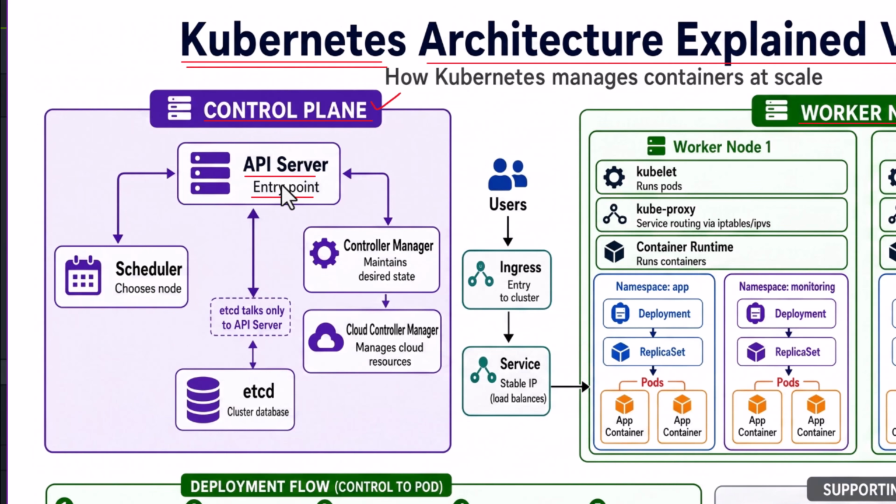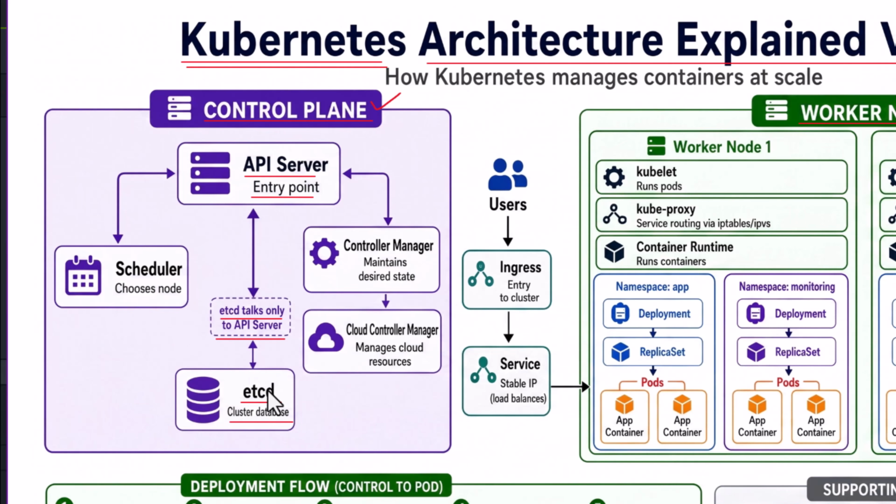The next component is etcd. etcd is the cluster database. It stores all important information about the Kubernetes cluster. For example, it stores information about nodes, pods, services, deployments, secrets, and configuration. One important point is that etcd talks only to the API server. Other components do not directly talk to etcd. They communicate through the API server. This keeps the cluster management clean and controlled.